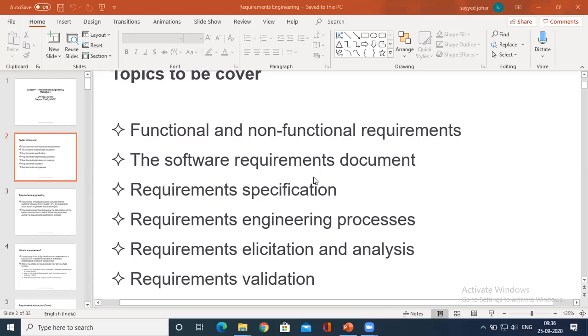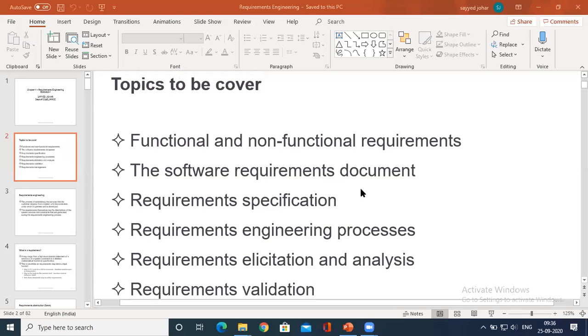So functional and non-functional requirement. So what is a software requirement document? I was discussing the software process activities. Software process activity basically consists of four major steps: requirement gathering, then design, then implementation and maintenance. These are the basic four steps.